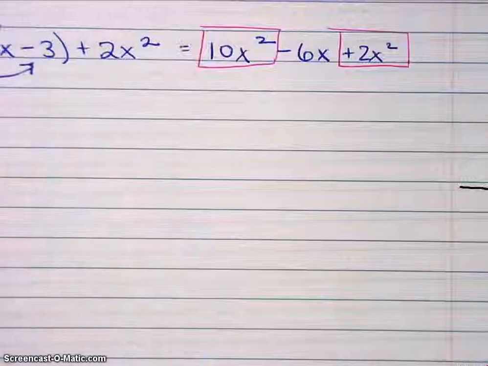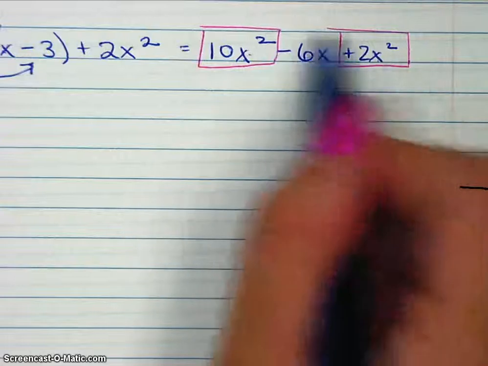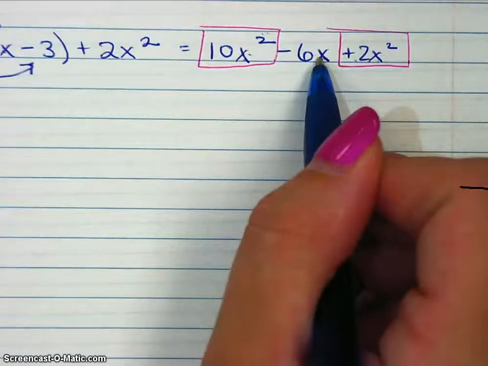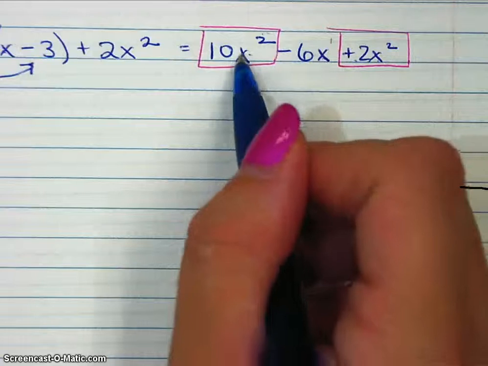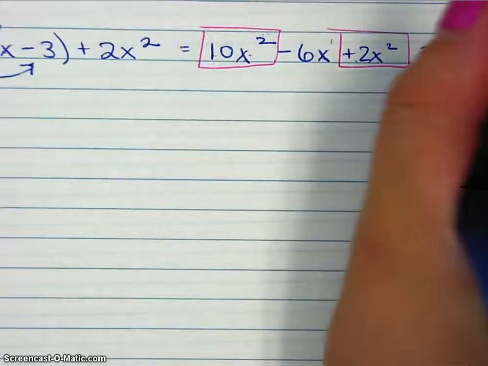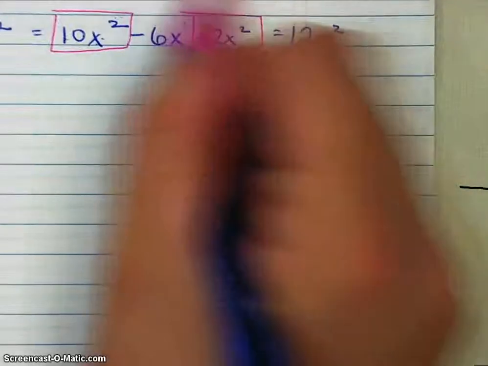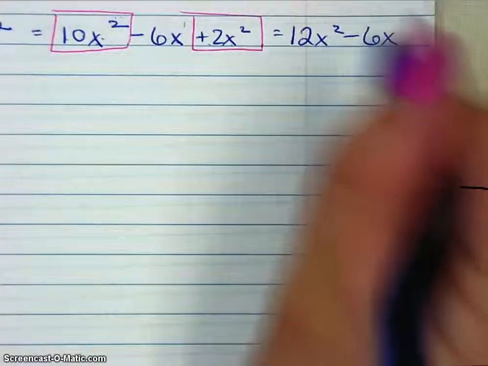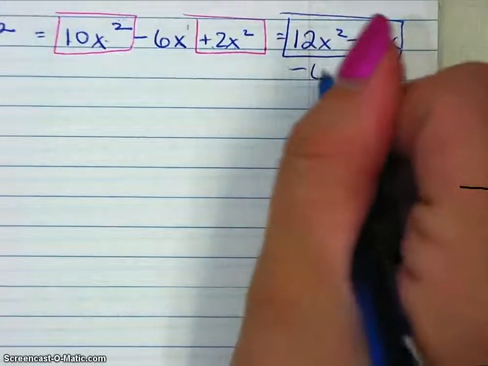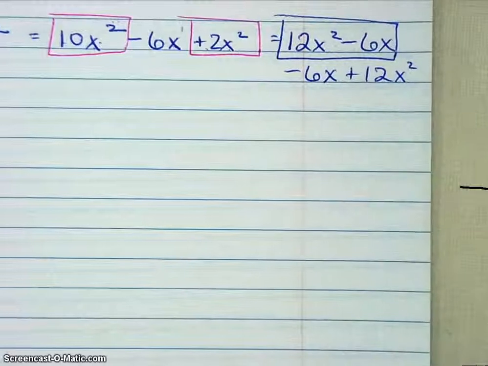So 10x squared and 2x squared are alike because they have the same variable with the same exponent. This one is not like these two. This x has only 1. This means 2 x's. This means 1x. So 10 plus 2 is 12x squared. And then there's no other x's, so just put minus 6x. Once again, it does not matter which order that you put them in. You could have negative 6x first and then plus 12x squared. They mean the same thing.